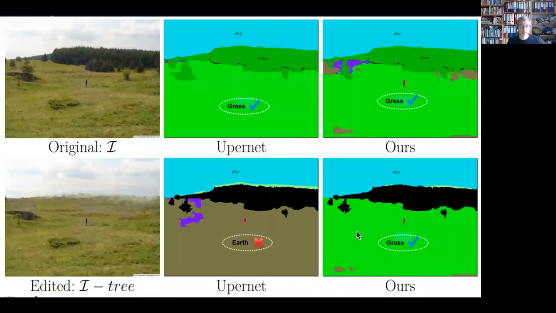One I find particularly striking because a huge area of the image is completely wrong, which is this one here. So here we have the original image, right? And here we basically remove the trees in the background of the image. And now because the trees are missing, UPerNet basically says down here it is earth, right? It doesn't say it's grass anymore, as it said before. So somehow the trees are used to infer that the grass is there. It's kind of context information that is intuitive, but it's overusing the context, I would argue. And then if we retrain, we do better.